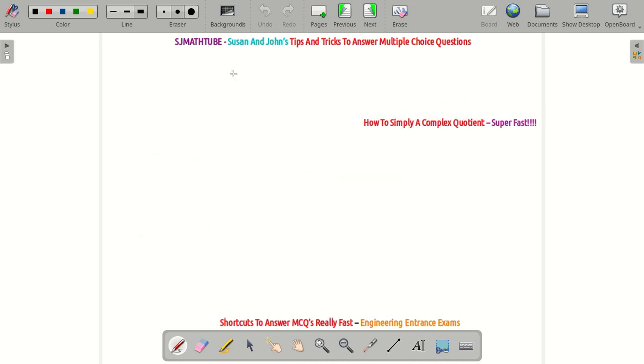So, shall we try one question? Let's try a very simple one. 1 plus i by 1 minus i. So what's the first thing to do? What's the real part? 1. What's the imaginary part? Minus 1. Whatever, I'm going to square them. 1 plus minus 1 the whole square, that is 1. Now, multiply 1 into 1. Now, 1 into minus 1. And add them up.